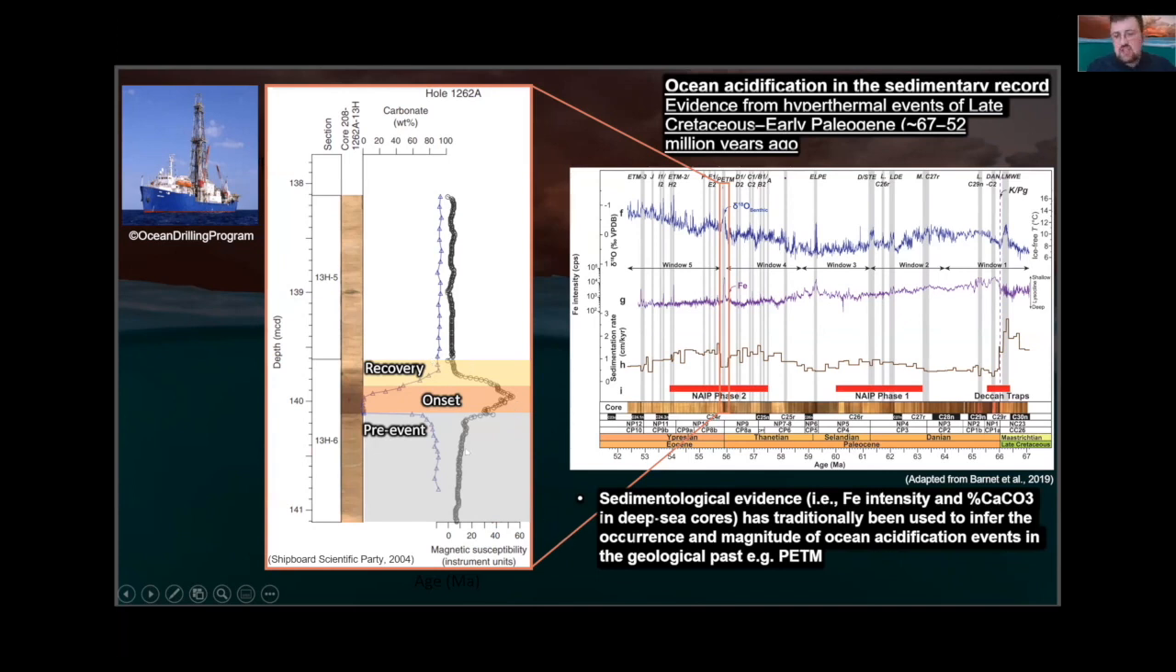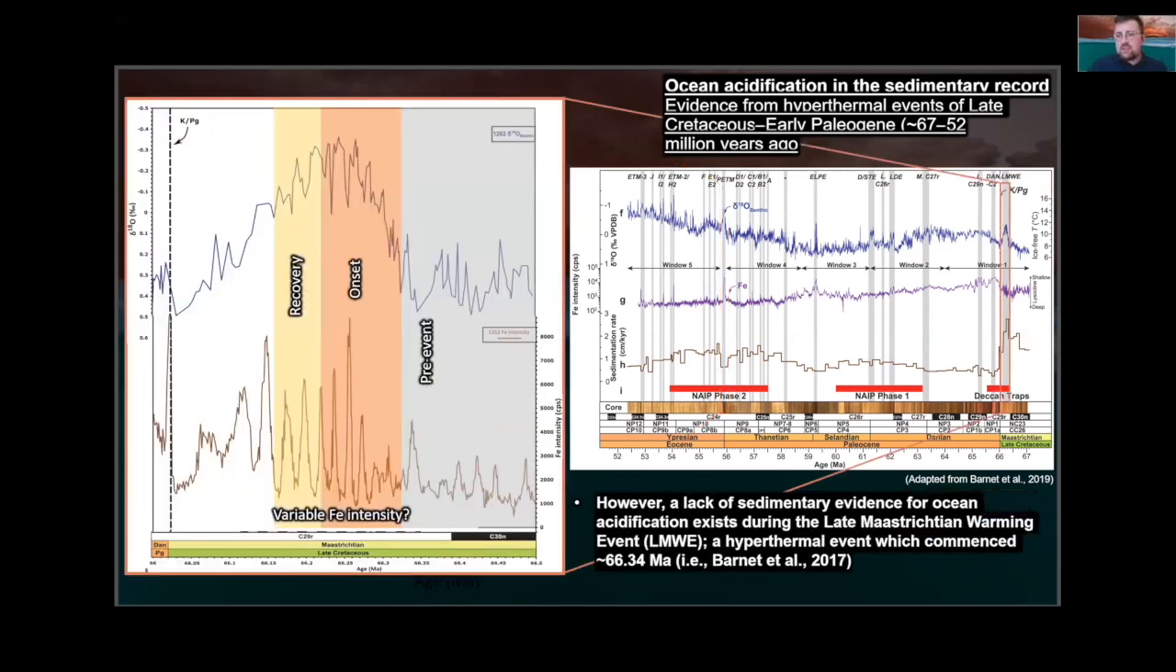So traditionally this has been used to identify these events in the geological record, and you can see that there's several of these events during the greenhouse climates of the early Cenozoic. And this, for example, was the infamous PETM event, which is a poster boy for paleo-ocean acidification events in the geological past. Interestingly, though, not all of these events seem to meet this kind of criteria.